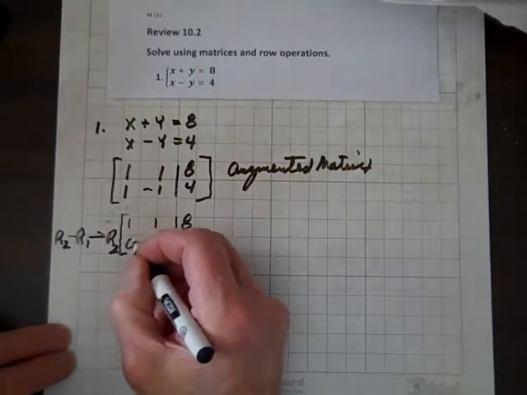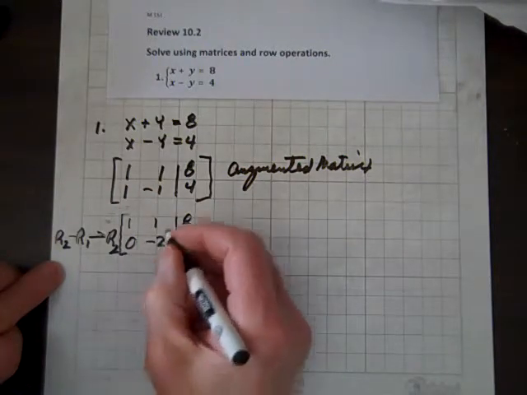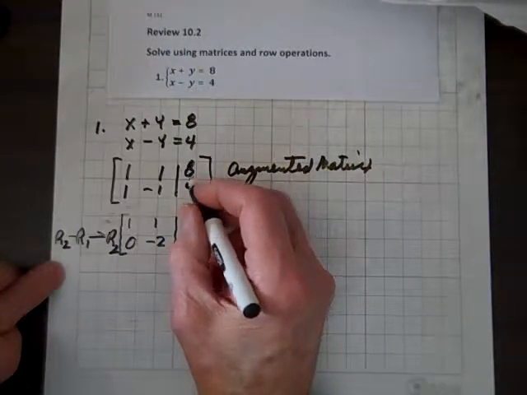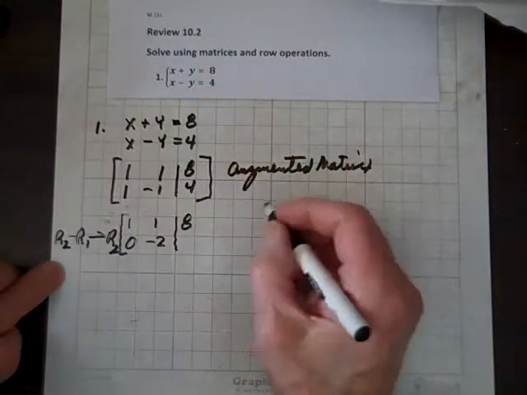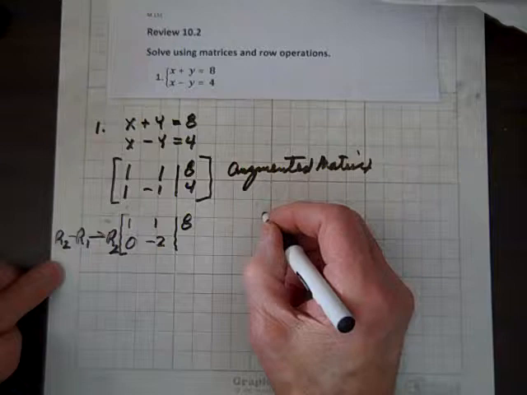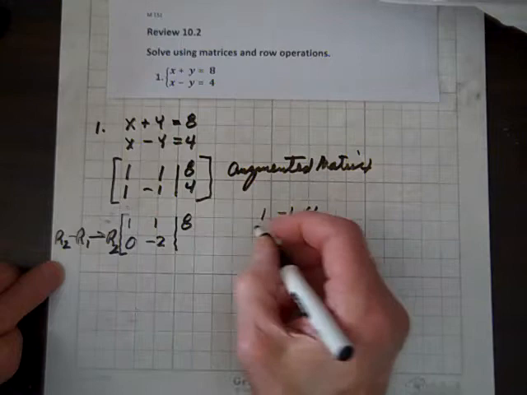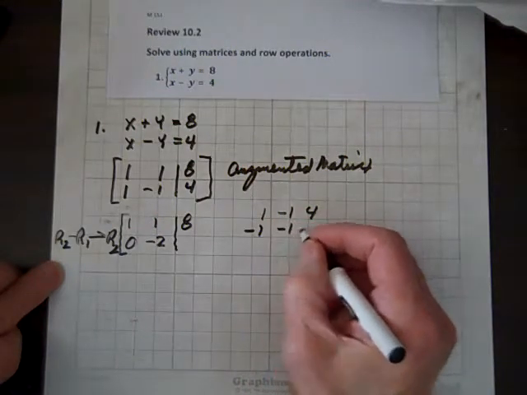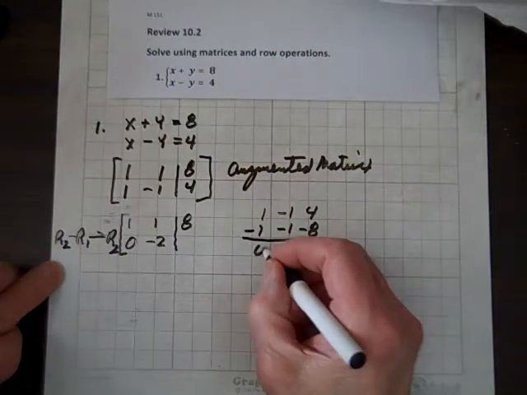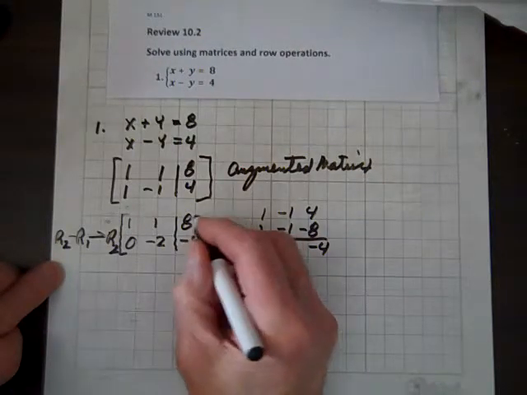So 1 minus 1 is 0, and negative 1 minus 1 is going to be negative 2. Negative 8, or 4 minus 8, I beg your pardon, and let me do it rather than talk about it. Here's what we're doing. We're taking row 2, 1 minus 1 and 4, and from it we're going to subtract row 1. So that's minus 1, and minus 8. And so we get a 0, a negative 2, and a negative 4. So there's the negative 4.